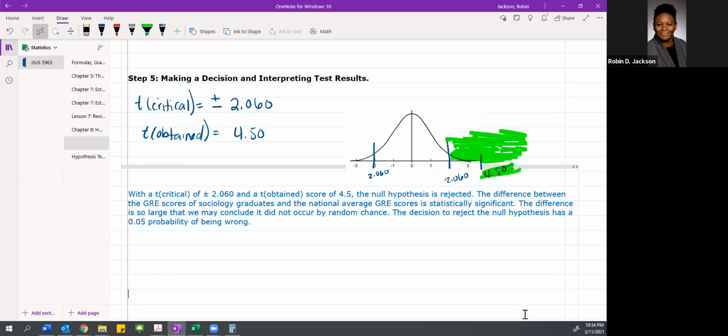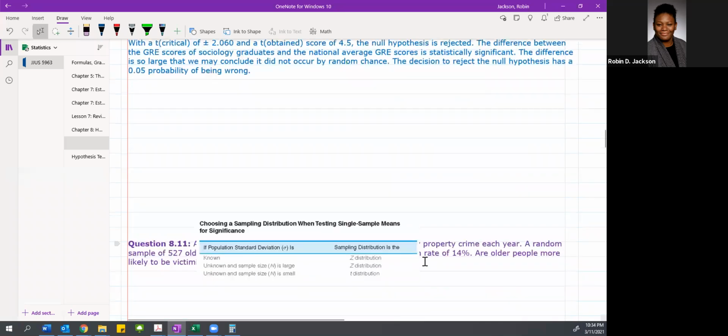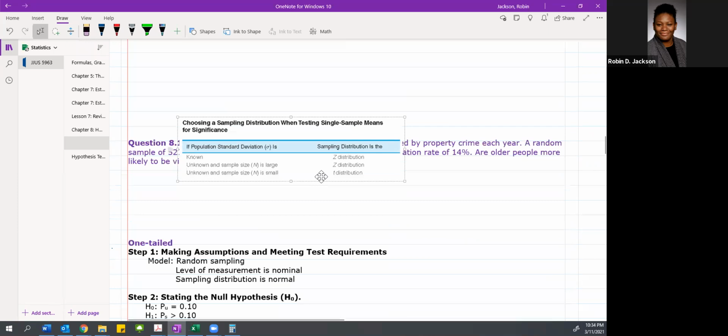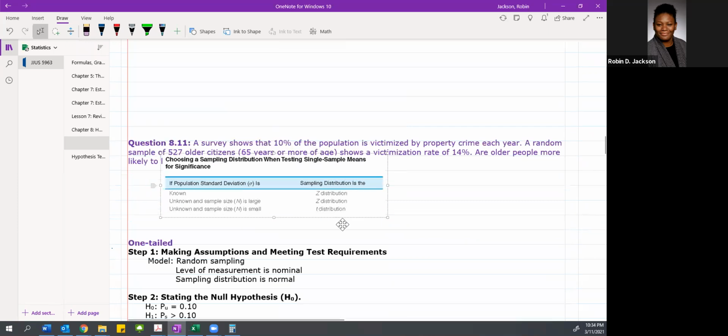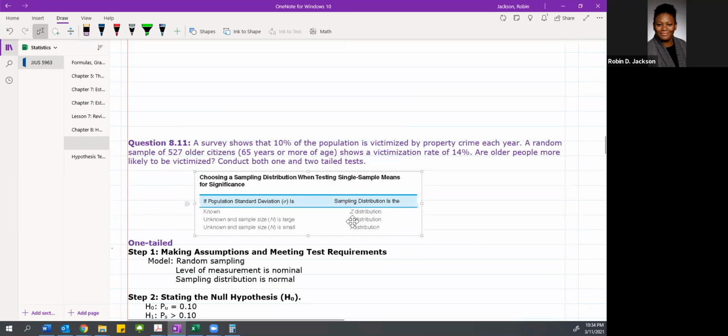Okay, so at this point, I'm going to go ahead and stop and get started on part 2 of this demonstration of these problems. The next problem that I will do is question 8.11, okay, 8.11.